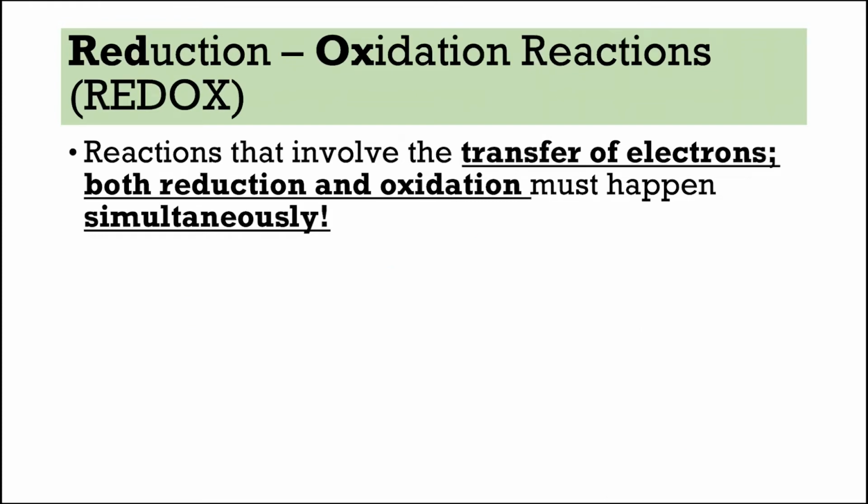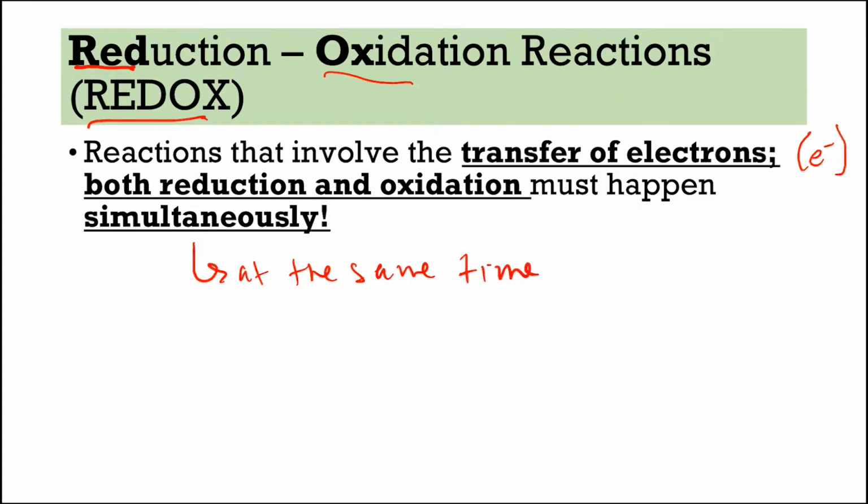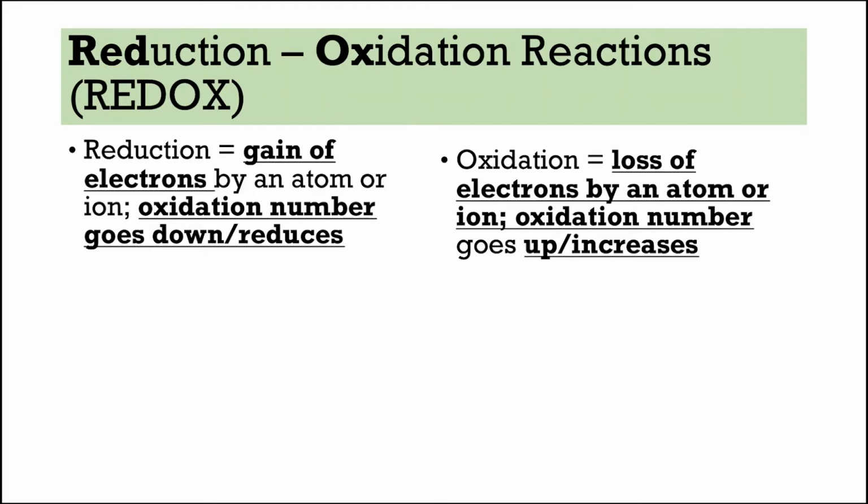Like I had said before, redox is a mix of reduction and oxidation, and we're talking about these types of reactions. A redox reaction is something that transfers electrons, and we will abbreviate that as e- throughout the unit. And when this happens, reduction and oxidation need to happen simultaneously, meaning at the same time. We're going to talk about what oxidation and reduction actually mean, but just know that they happen at the same time.